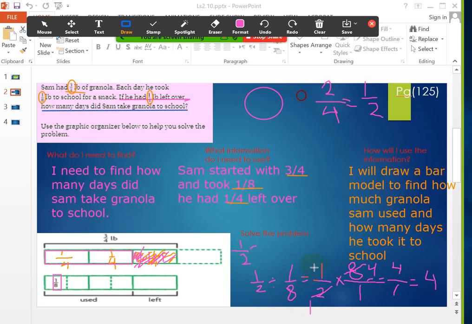As we learned, you have to convert from division to multiplication and write the inverse of the divisor. And the answer was 4. 4 days. So he took this amount, 1 over 2 pound of granola, for 4 days.